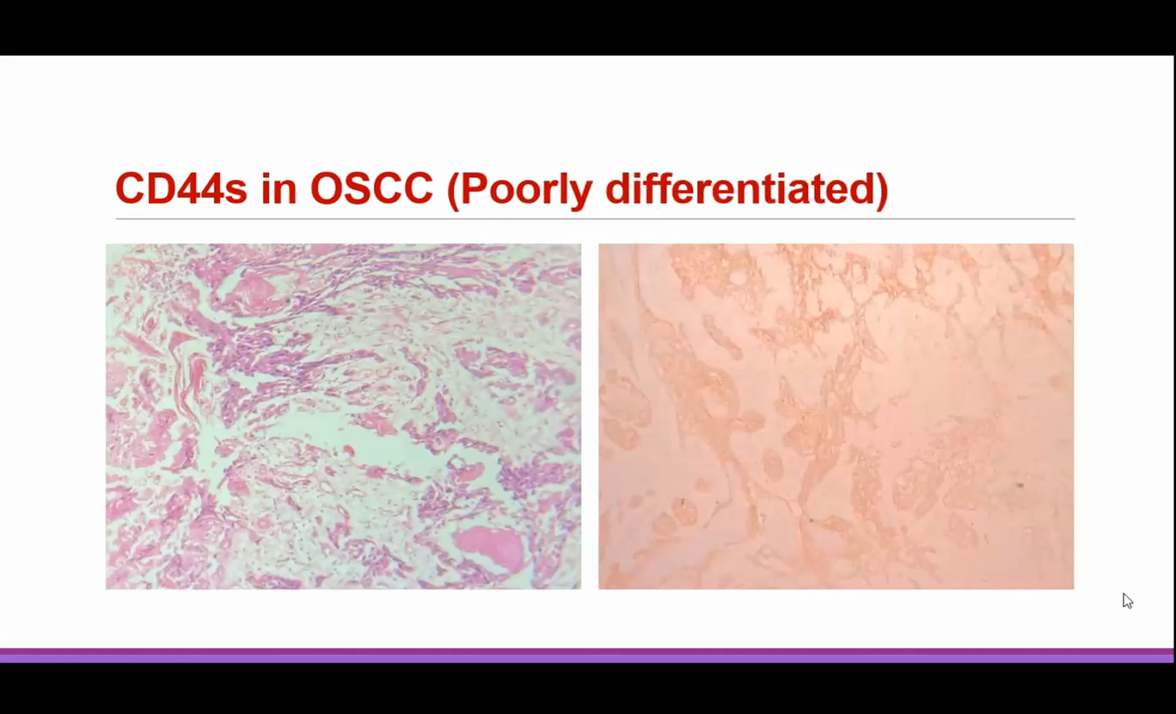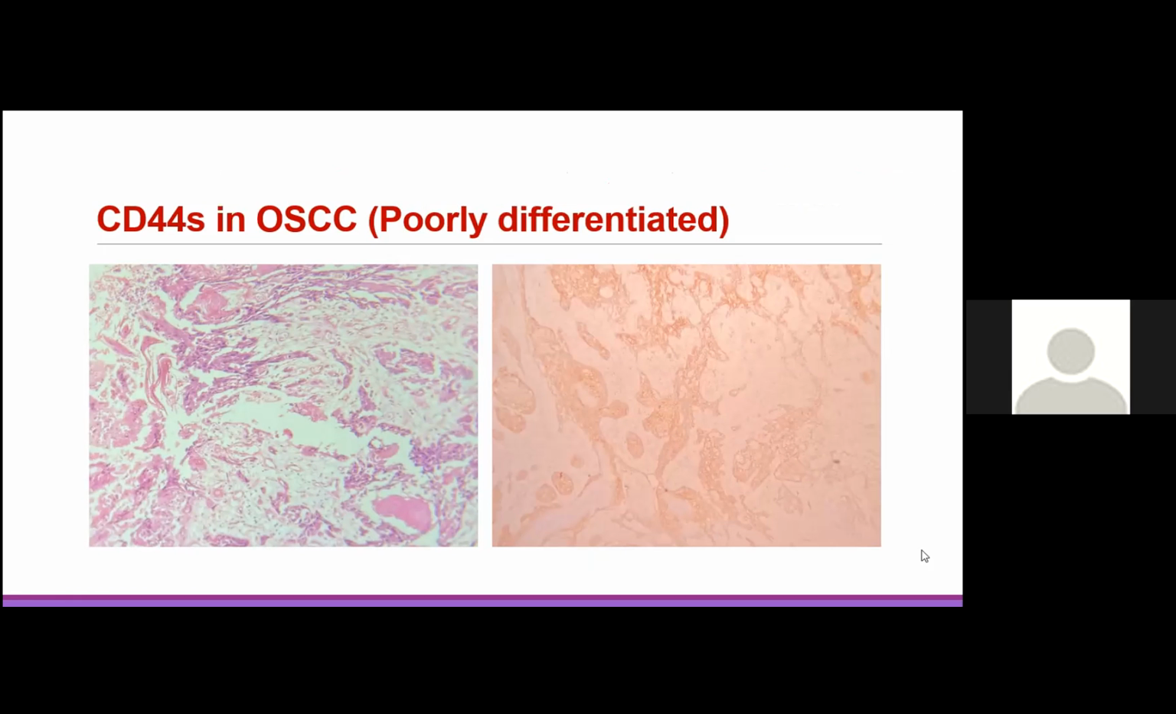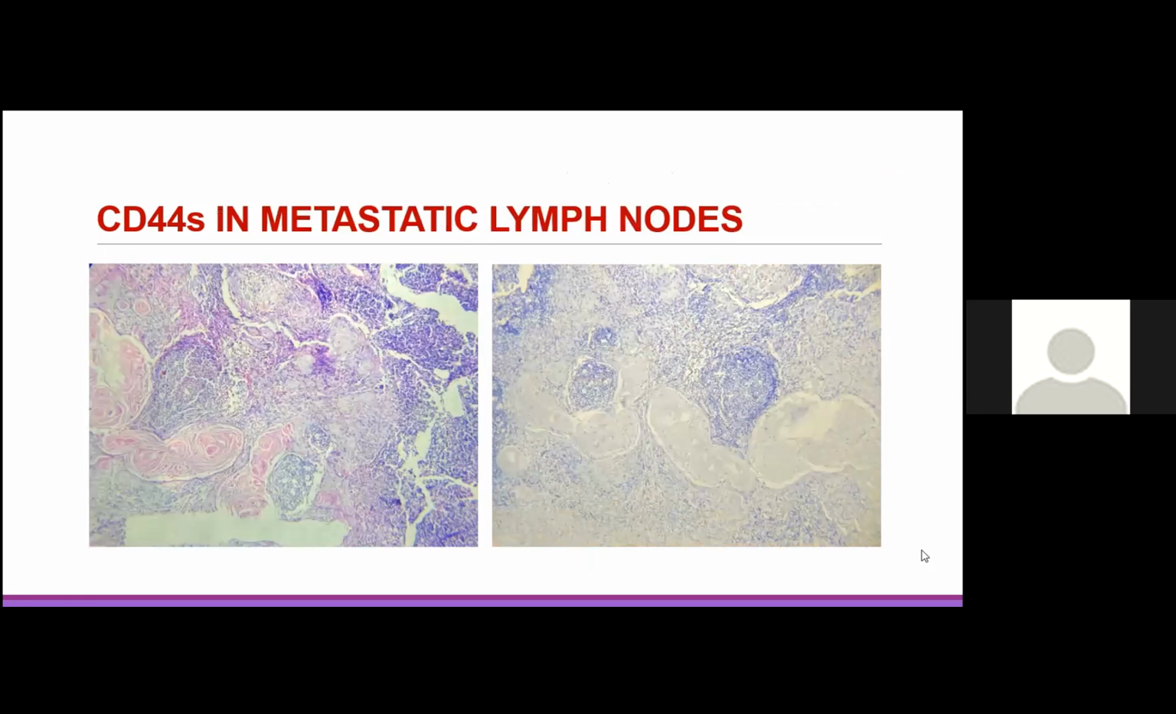In poorly differentiated, we hardly get to see any keratin. We get to see only the tumor cells arranged in the form of strands and cords. They all are overtly expressed by CD44. Now, the contrast here is that CD44S is absent in metastatic lymph nodes.